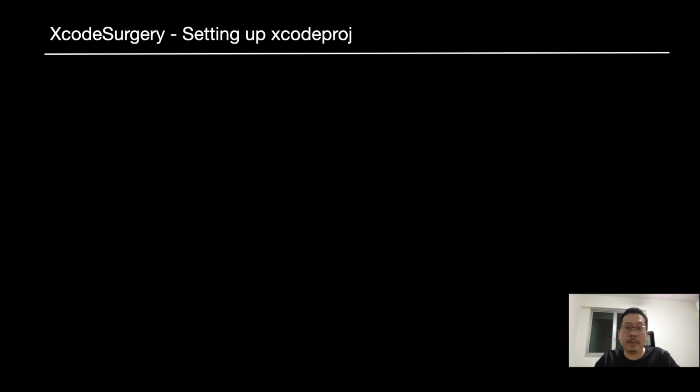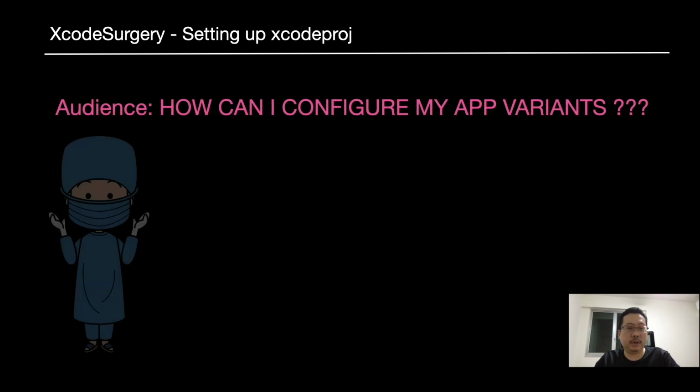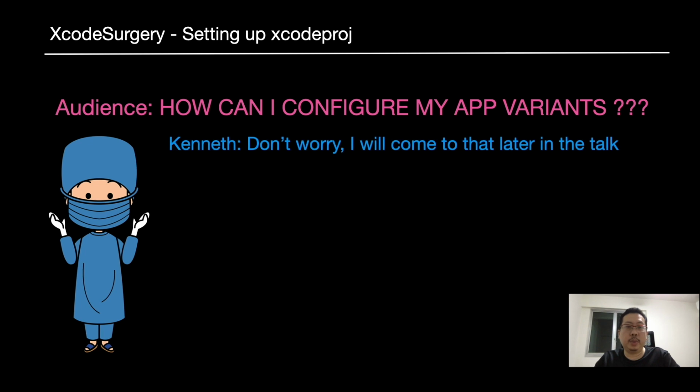So some of you may be asking, how can I configure my app variants? Don't worry, I will come to that later in the talk.